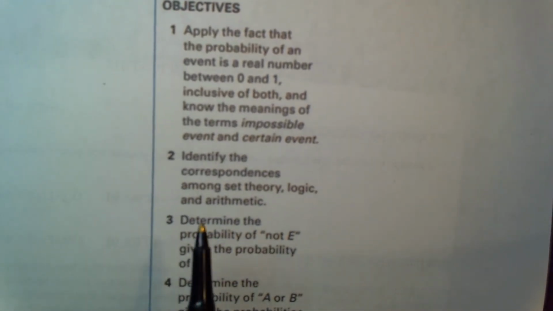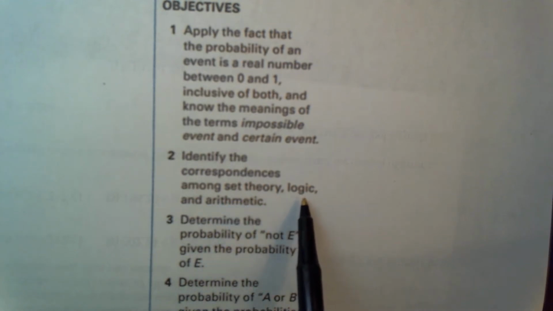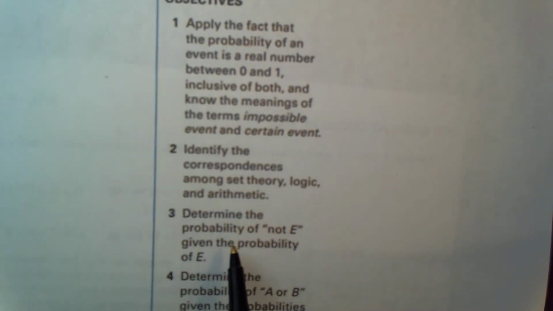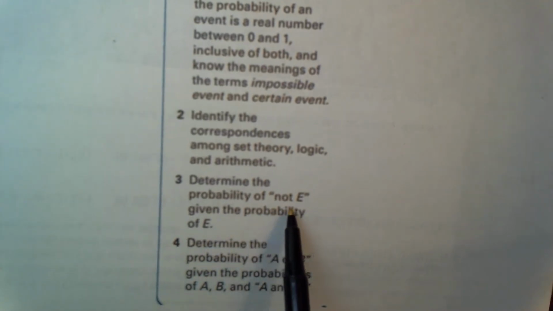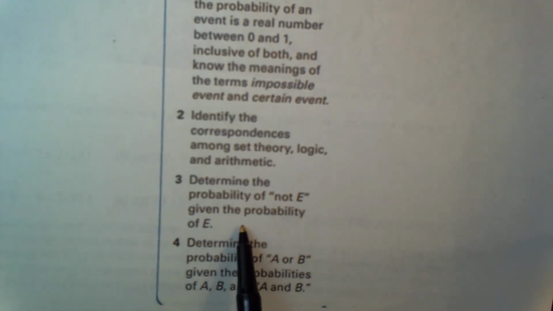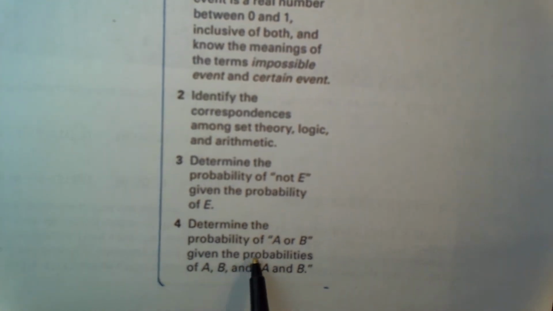Then we're going to identify the correspondences among set theory, logic, and arithmetic. Then we'll determine the probability of not E given the probability of E. And last, determine the probability of A or B given the probabilities of A, B, and A and B.